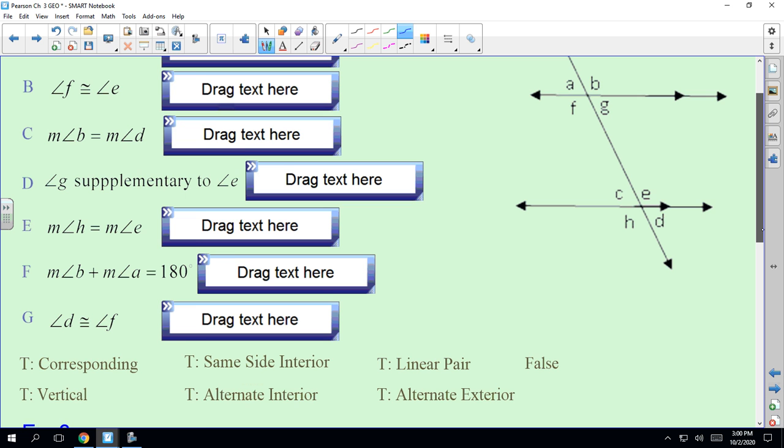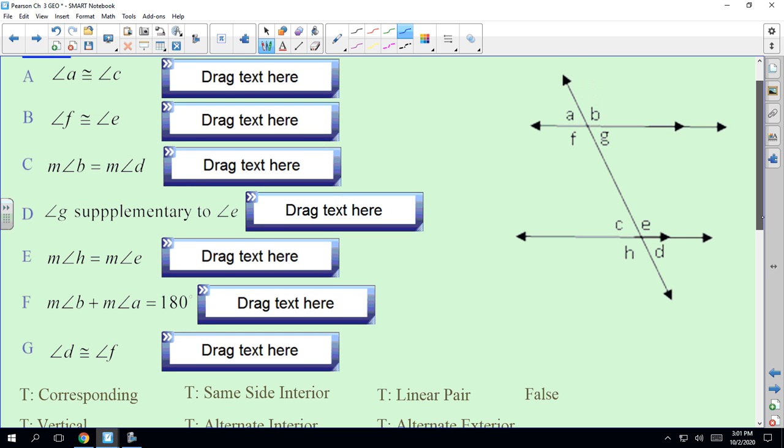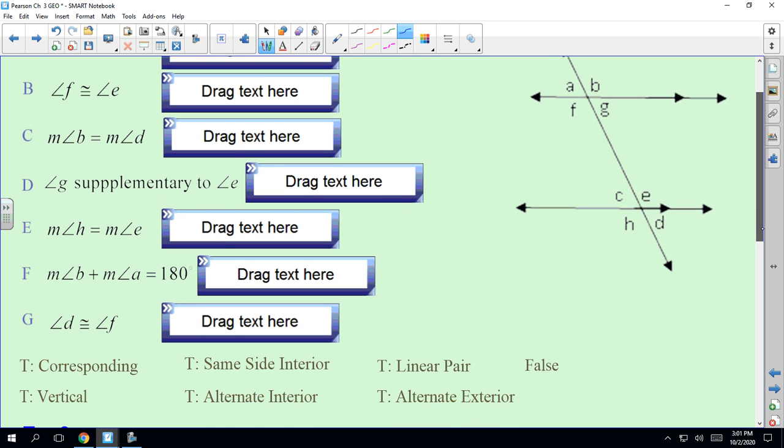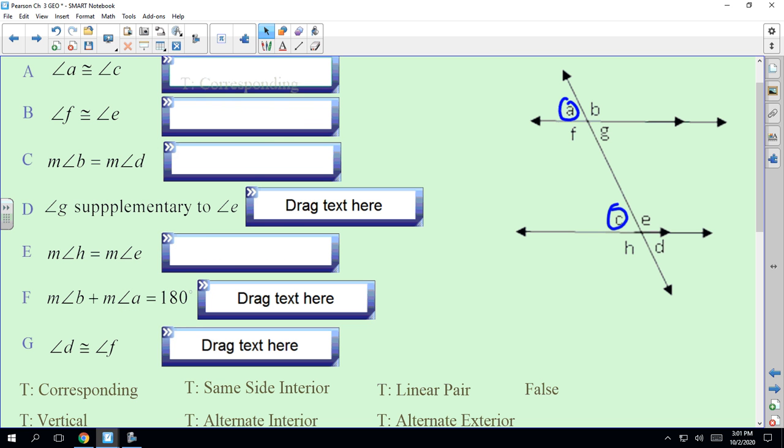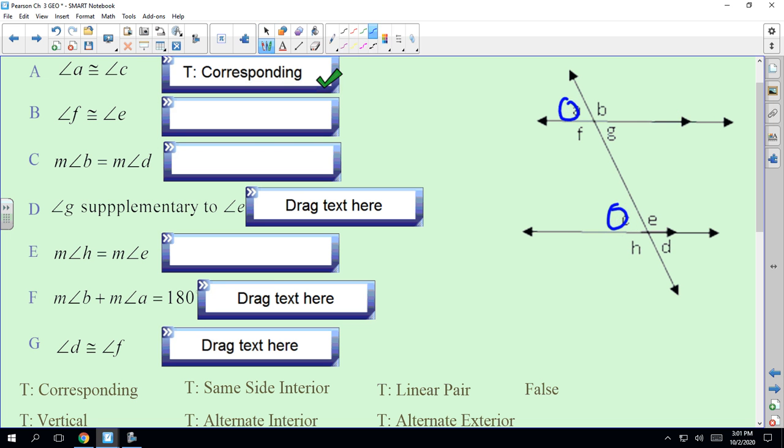So here's our picture. Is A congruent to C? It's like matching them up. A and C are corresponding angles, right? So we're looking for the theorem that says corresponding angles. Let's go check it here. Yes, that's true. So A is congruent to C because the lines are parallel. Notice the markings here. Lines are parallel, so those corresponding angles, A and C, have to be congruent.